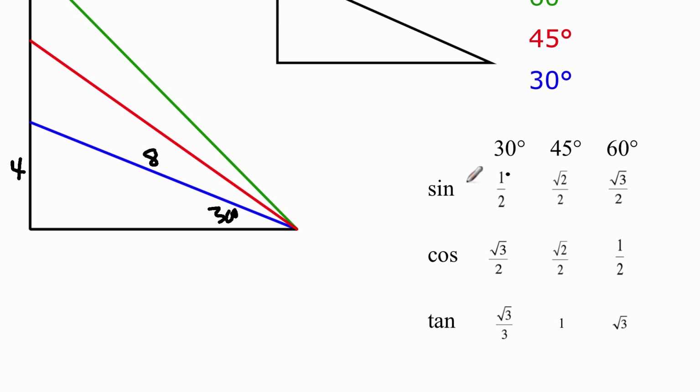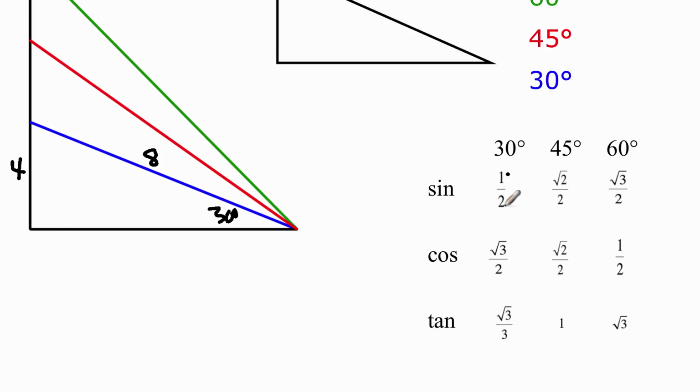For a 45-degree angle, the ratio for the opposite and hypotenuse is always root 2 over 2. For 60, root 3 over 2, and you can look at the chart. This chart, or these ratios, are used enough that it might make sense to memorize that chart.